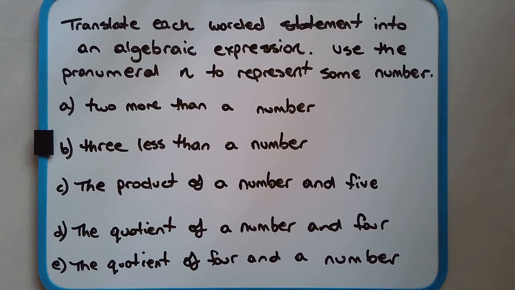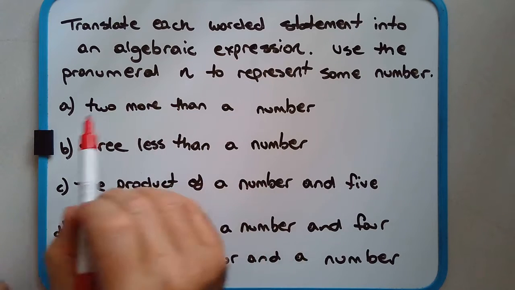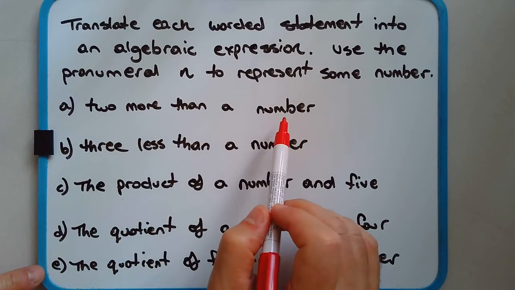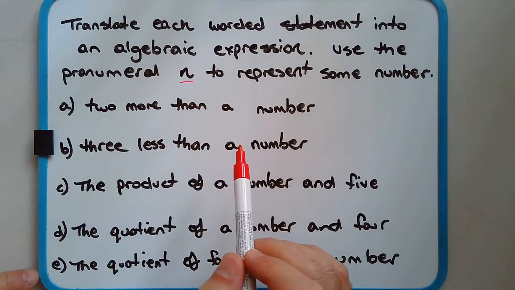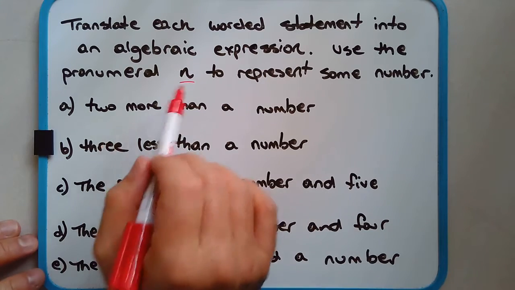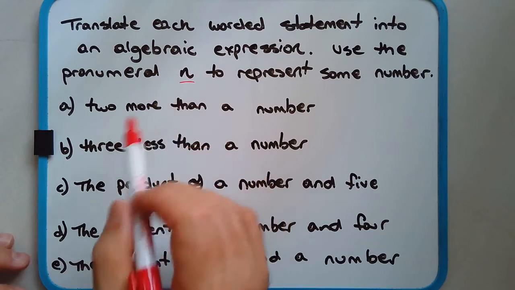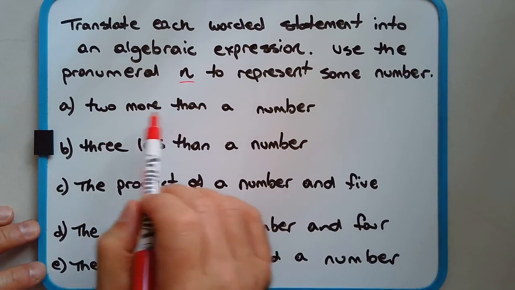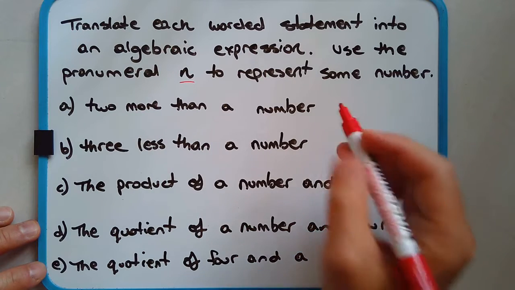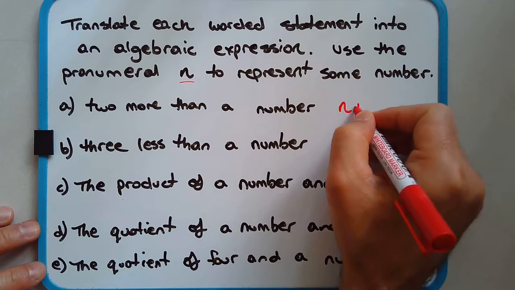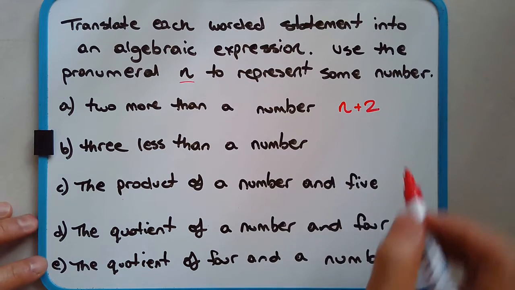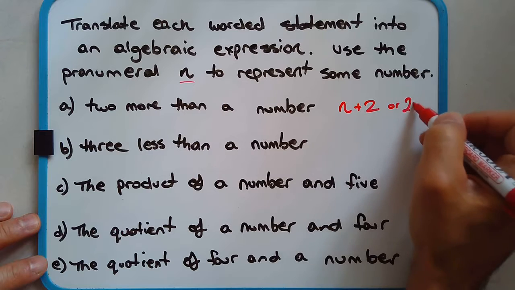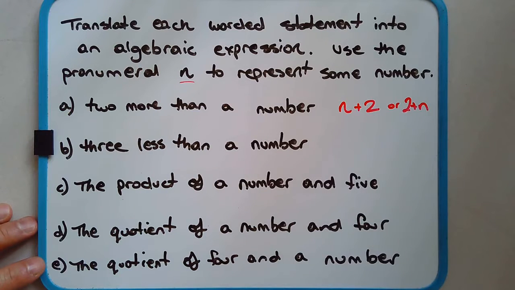So this is where the literacy aspect is so important, because now what we're doing is we're turning English into maths. So first one, 2 more than a number, and we're going to use the pronumeral n to represent that unknown number. We don't know what that number is. It doesn't really matter. All it does is represent some value. So 2 more than a number, 2 more implies it's addition, or a sum. So we could write the answer as n plus 2 or 2 plus n. It doesn't really matter, both of those are correct.